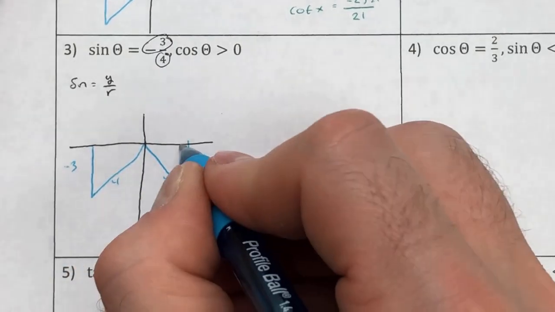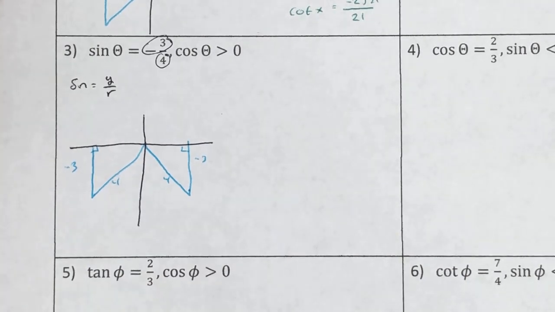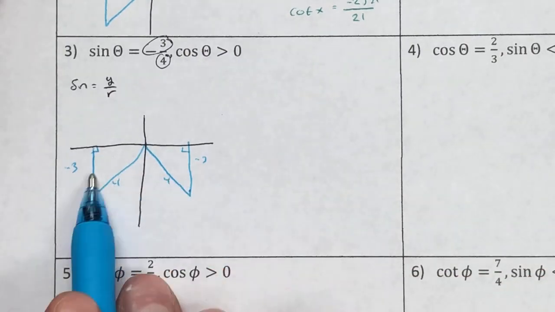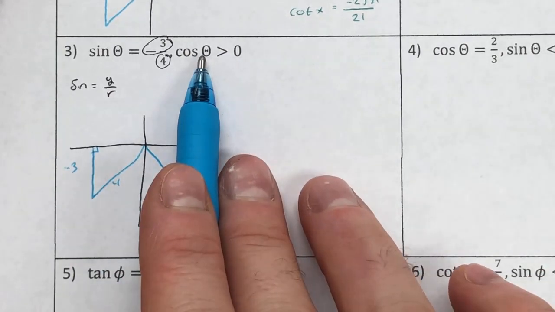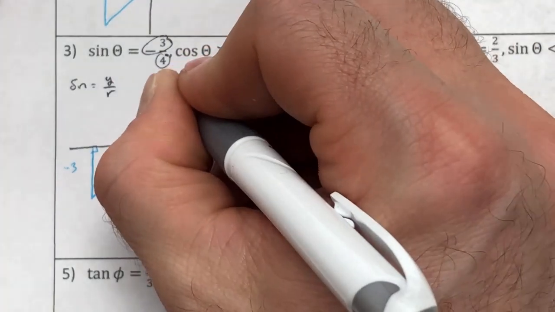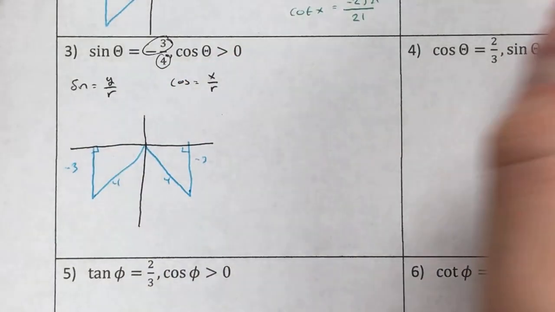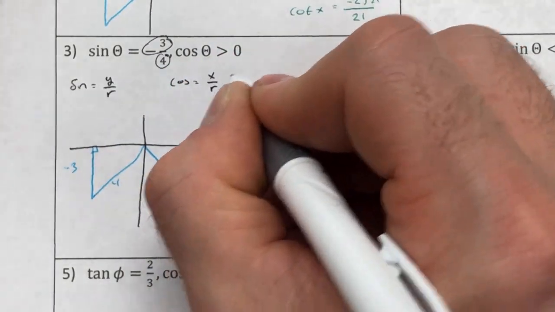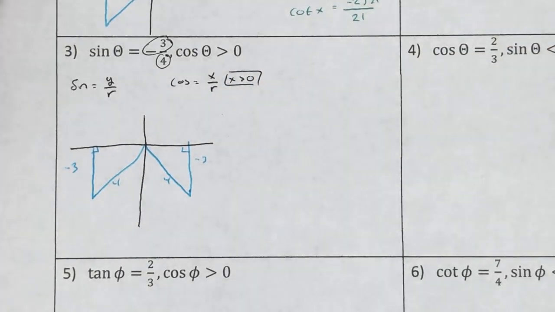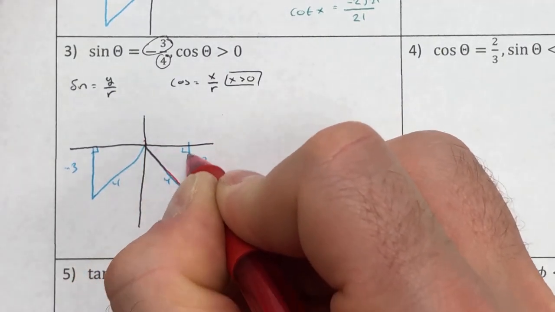I'm dealing with one of those two triangles, which means that, quite honestly, this cosine is going to tell us which one I'm actually dealing with. Well, the cosine, it tells us, is going to be greater than 0. And we know that the cosine is going to be equal to the x over the radius. Well, my radius must be positive, which means my x must be positive. Okay. So if my x is positive, I'm dealing with this triangle.